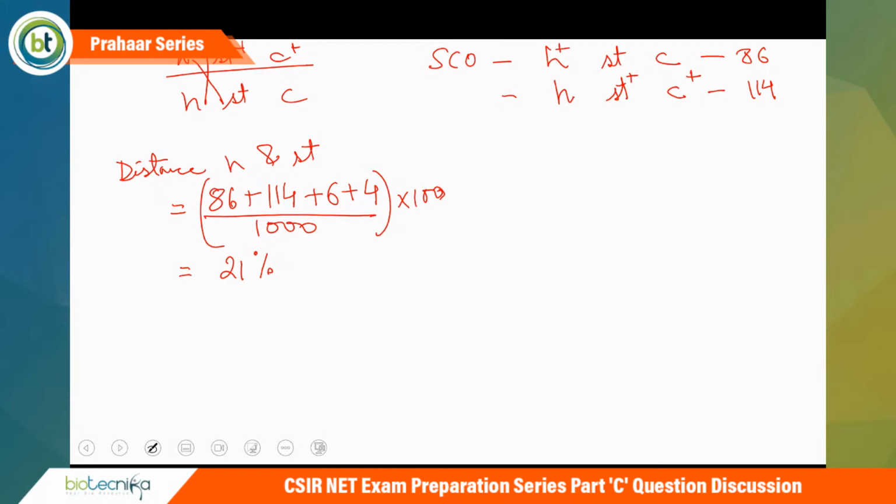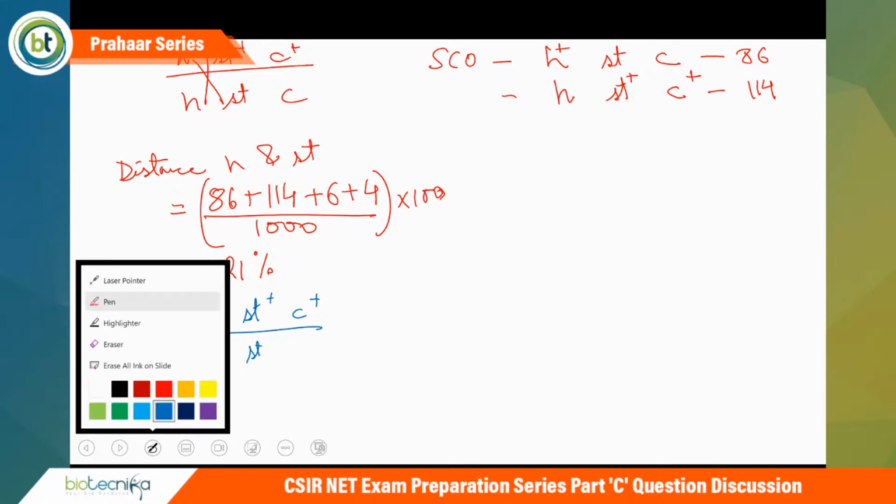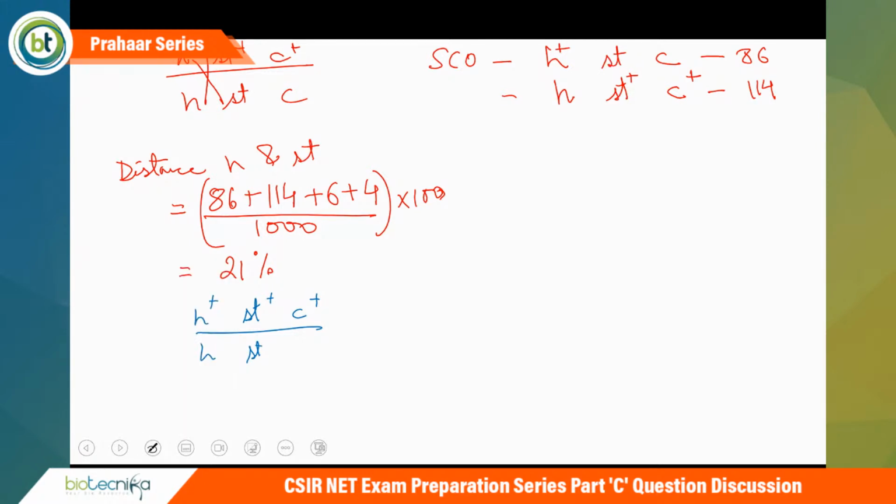Similarly, let's find out the distance between ST and C. Again, I will write down the cross so that we find out the single crossover products here. So H plus, ST plus, C, and H, ST, and C. Now, if the second crossing over happens here, in that scenario the crossover products will be H plus, ST plus, and C, and the other variety will be H, ST, and C plus. Now, what are the numbers given in the table? Again, you can check from the table. So this is 90 and this is 50.